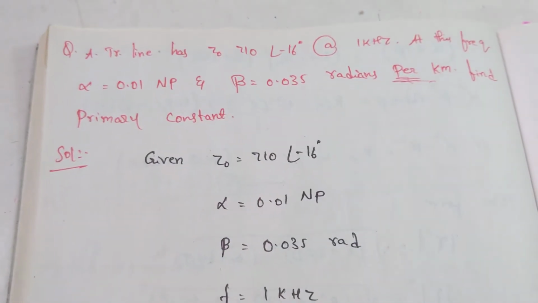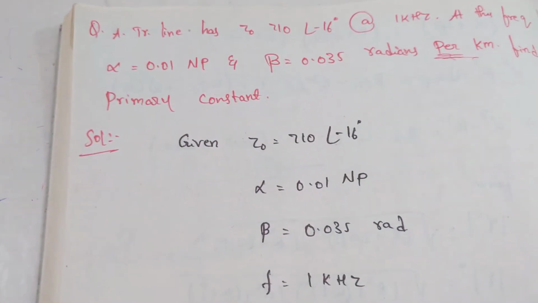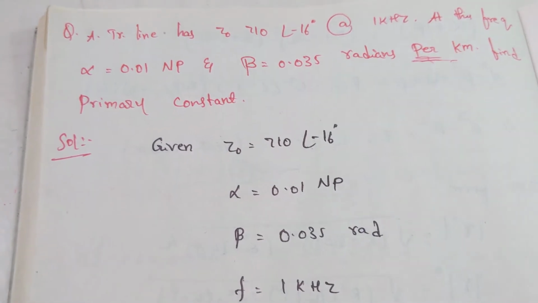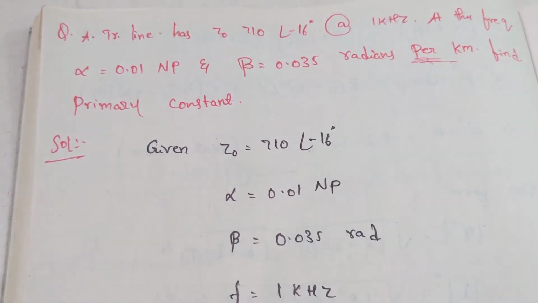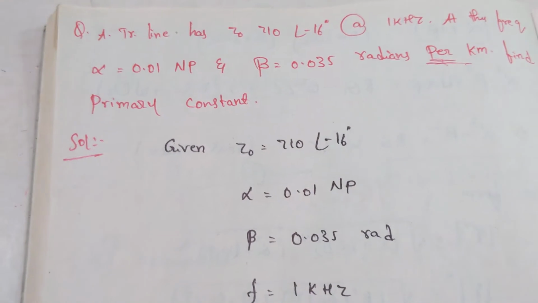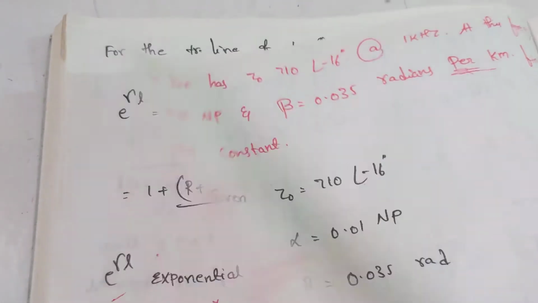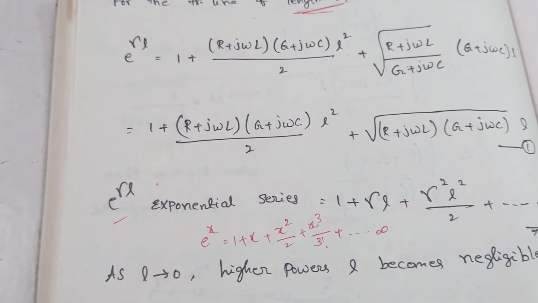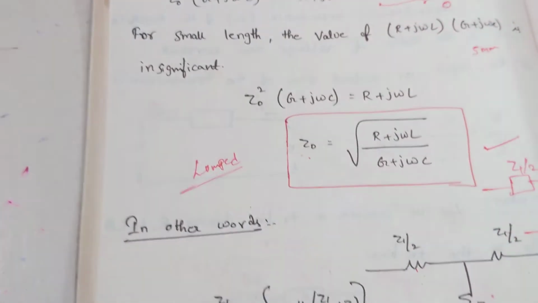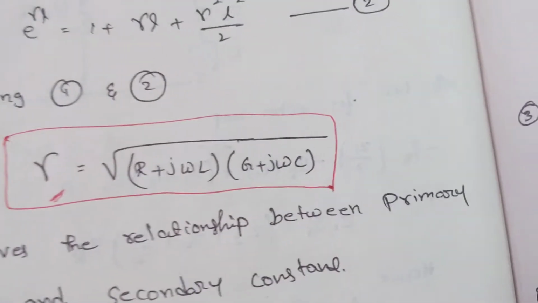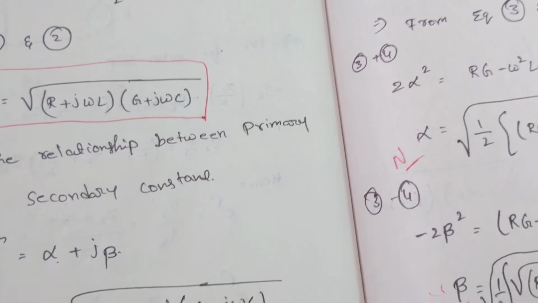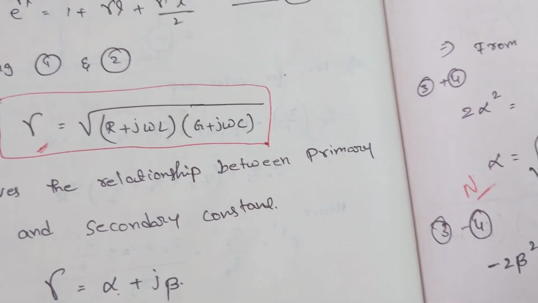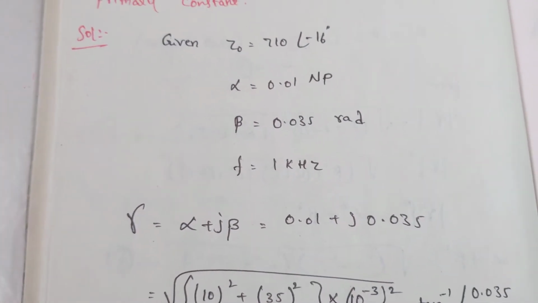Good morning to everyone. In today's video, we are going to see a numerical to solve the primary constants by using the secondary constants. Already we know the relation between the primary and secondary constants, which we derived in our previous classes. So we have the characteristic impedance, propagation constant, attenuation constant and phase constant in terms of primary constants. Now, by using those relations, we are supposed to find out what the primary constants will be.